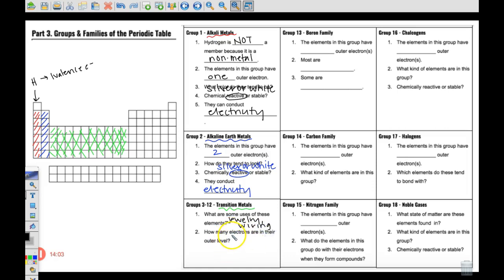So they have a varying or changing number of electrons in their outer level. We call these delocalized electrons. And the reason that transition metals are excellent conductors of heat and electricity, and the fact that they're so stable, are because of these delocalized electrons. And they have a really fun term. They're called a sea of electrons. So it's a really nice mental image there.